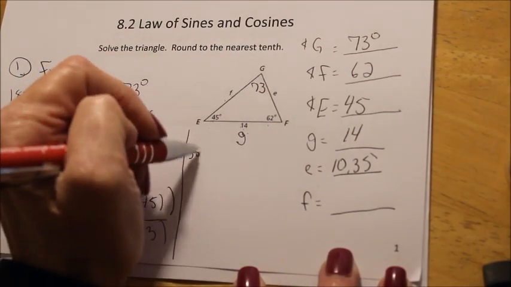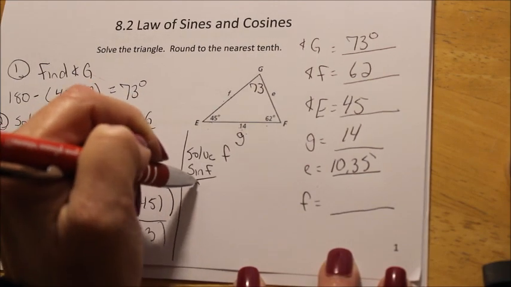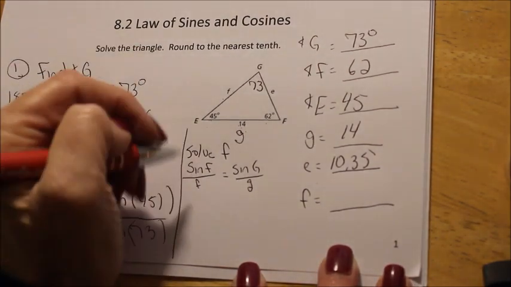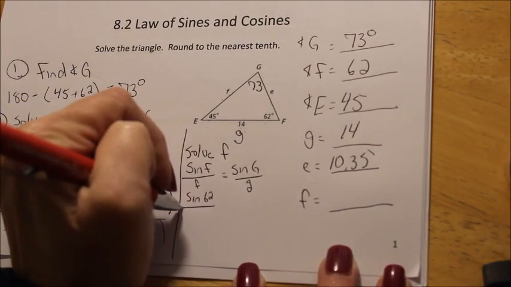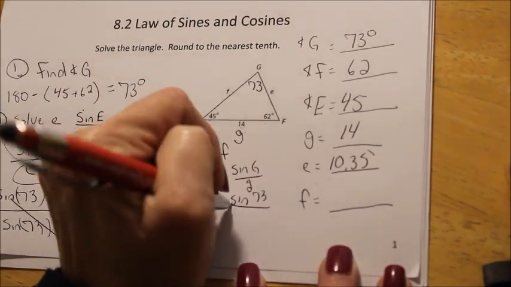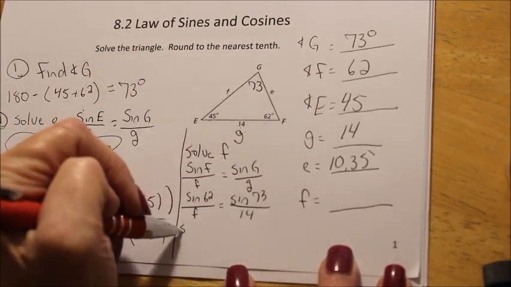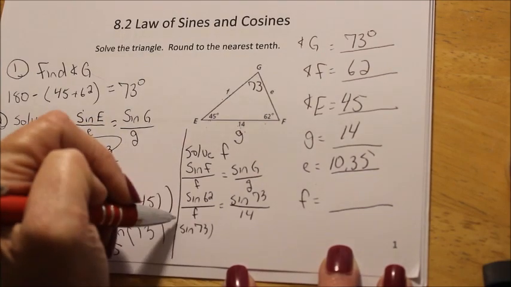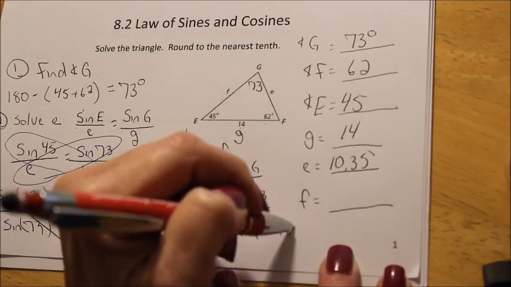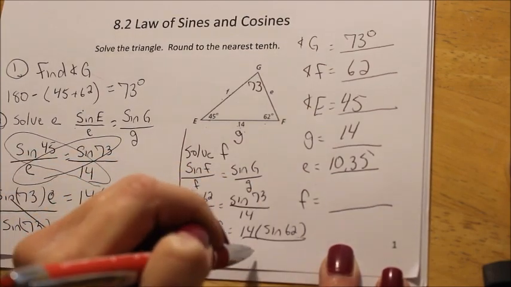To solve for F, you're going to say the sine of big F over little f is the sine of g over little g. The sine of 62 over f equals the sine of 73 over 14, cross multiply, and we get the sine of 73 times f equals 14 times the sine of 62. So we want to divide by, you see how it's exactly the same thing that we just did.